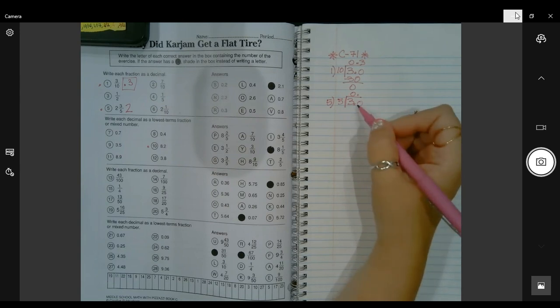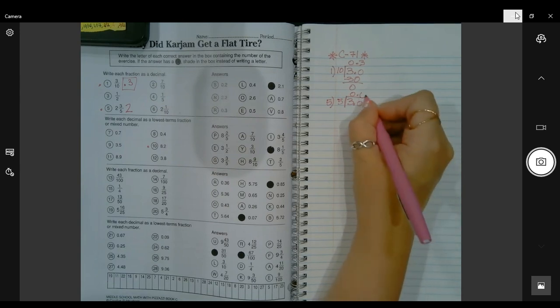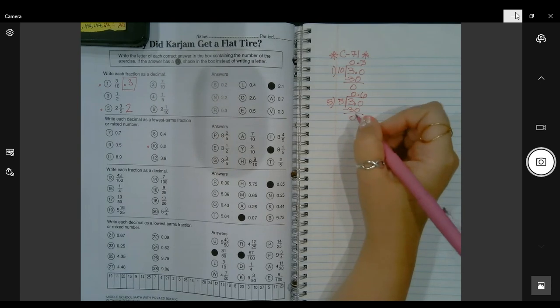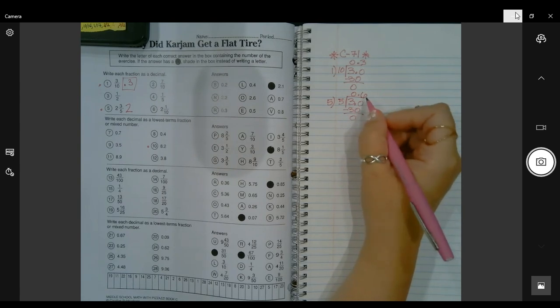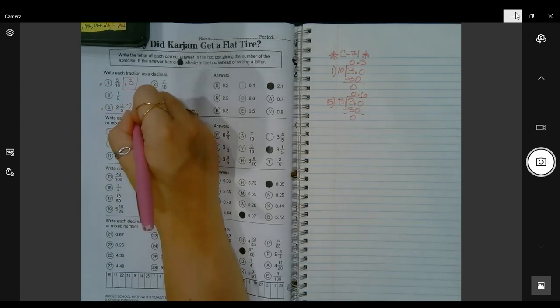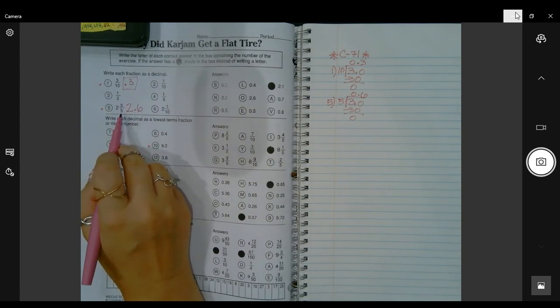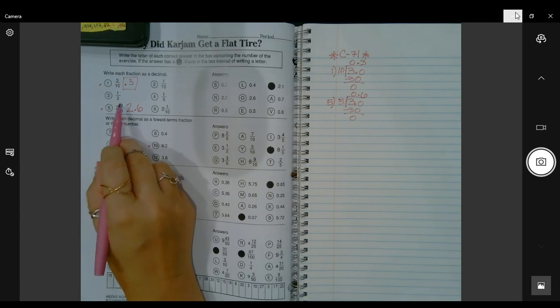So 5 goes into 30 how many times? 6 times. And 5 times 6 is 30. Subtract that, you get a remainder of 0. So 3/5 is the same thing as 0.6. So 2 and 3/5 is the same thing as 2.6. The whole number can just be brought over. It's only the fraction that we need to change to a decimal.